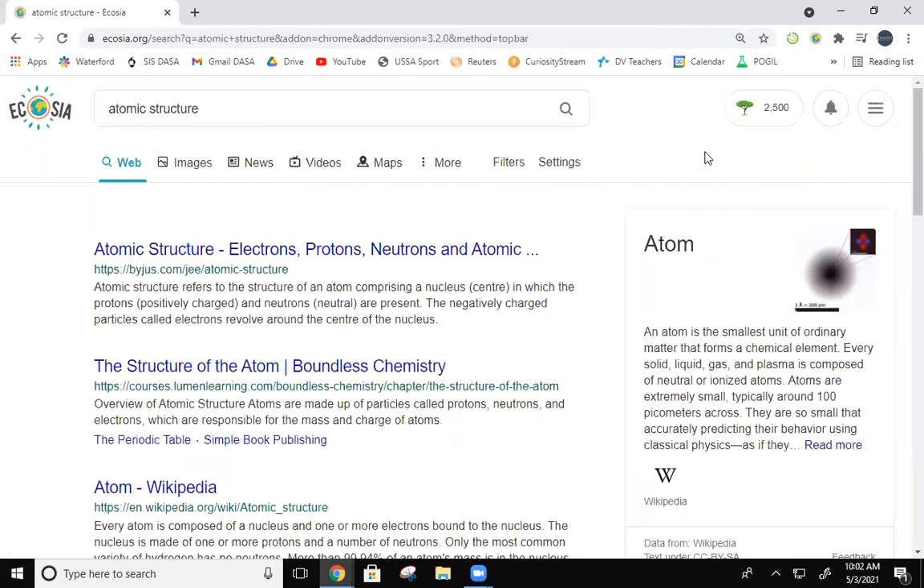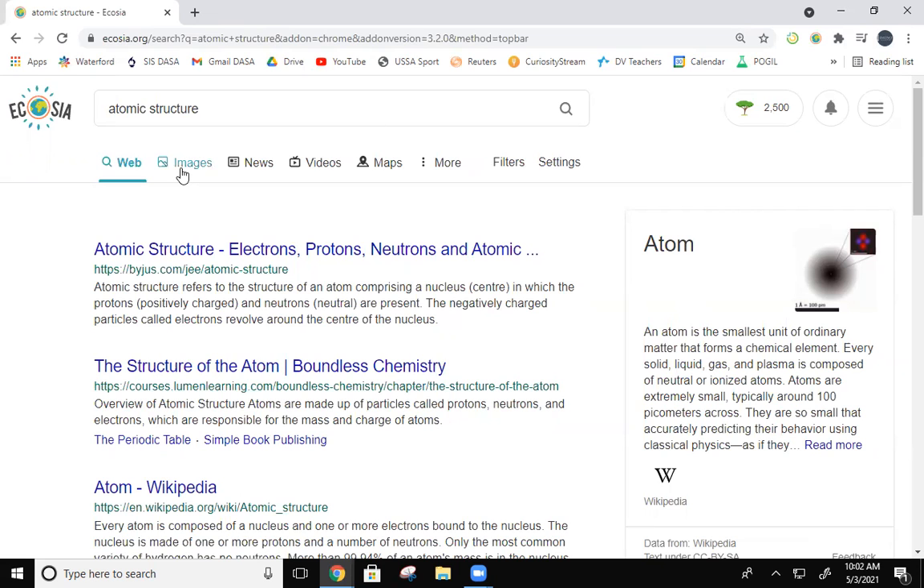By the way, guys, look at my Ecosia search counter. I just hit 2,500 searches. They say that it takes an average of 40 searches to plant one tree. So if I do 2,500 divided by 40, my searches have planted 62 trees, something like that. Yay, way to go me.